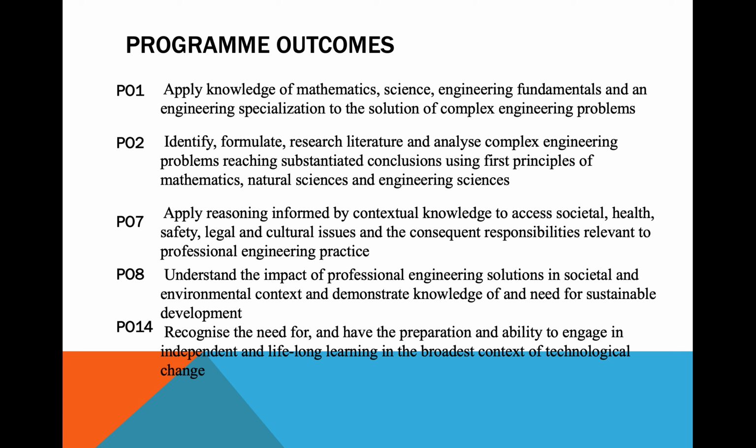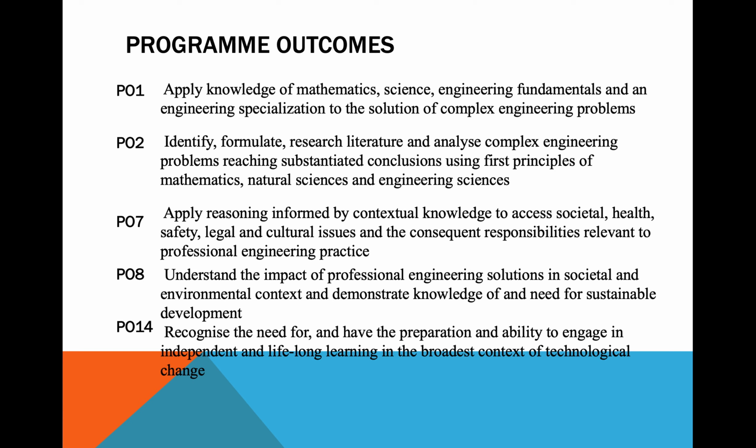Okay, so for this course, there are five program outcomes. The first one is to apply knowledge of mathematics, science, engineering fundamentals, and engineering specialization to the solution of complex engineering problems. The second one is PO2, to identify, formulate research literature, and analyze complex engineering problems, reaching substantiated conclusions using first principles of mathematics, natural sciences, and engineering sciences.